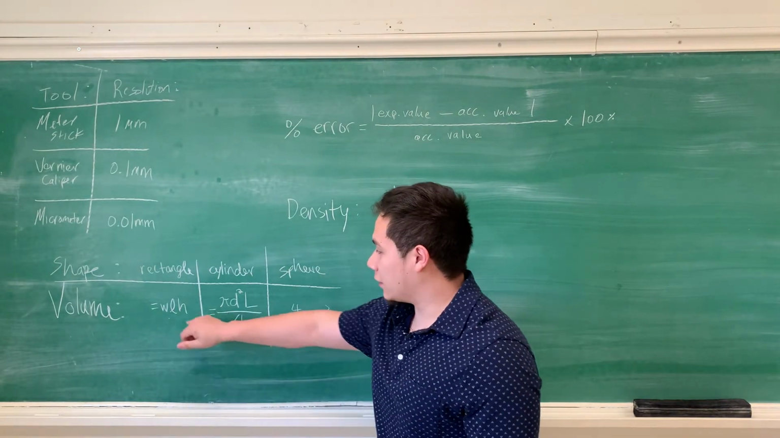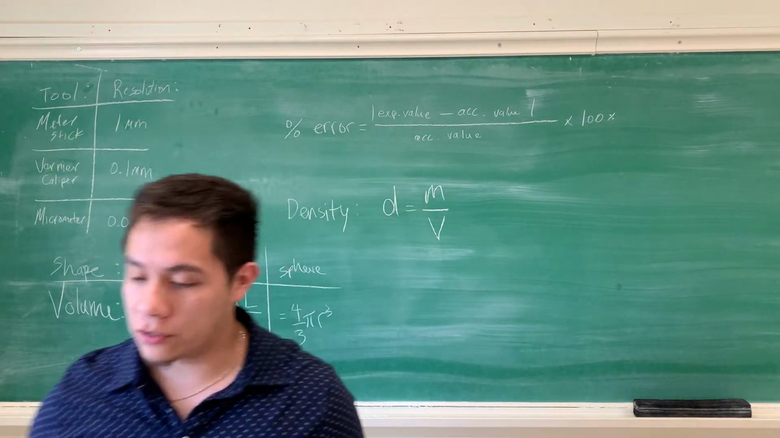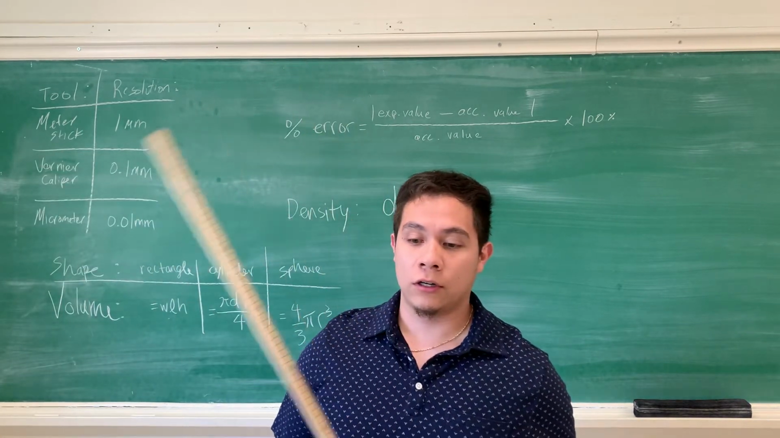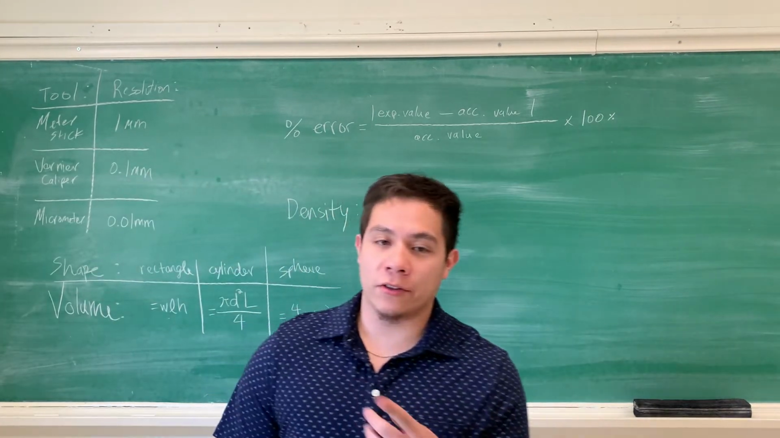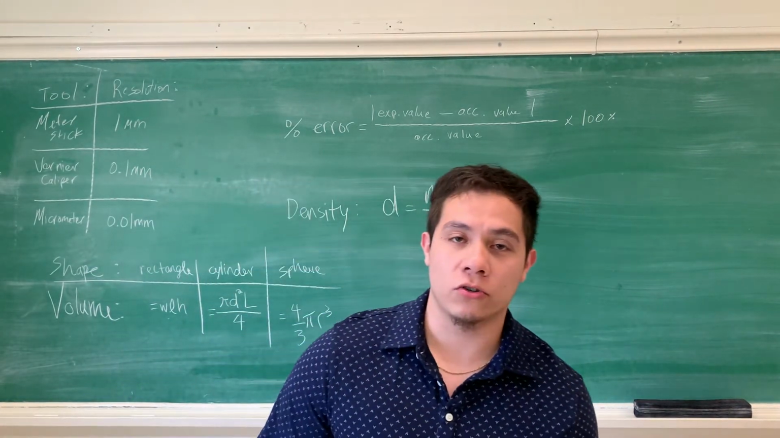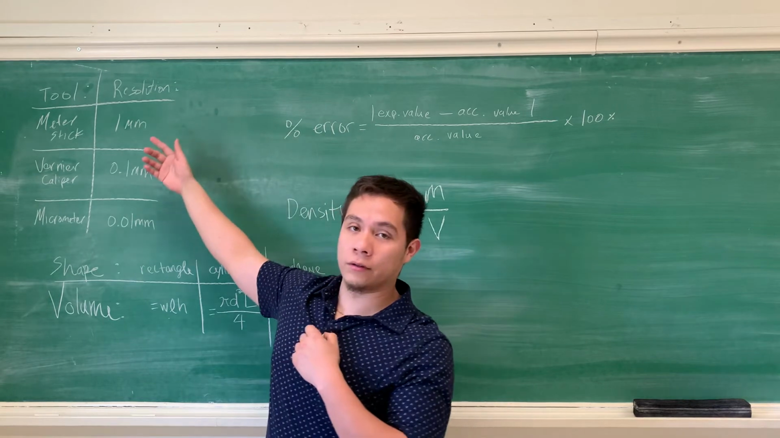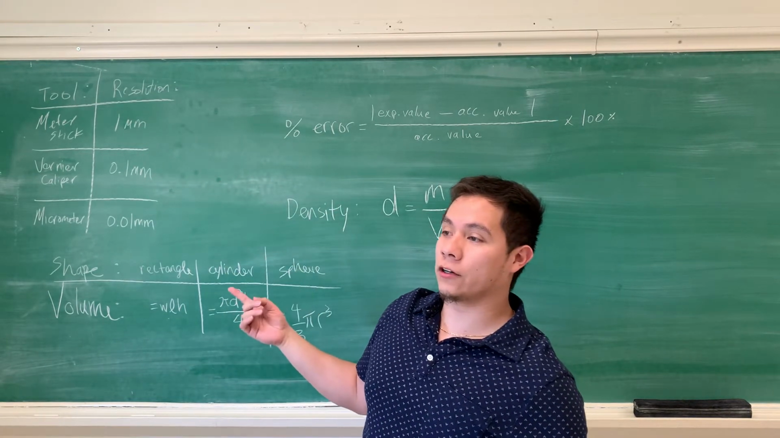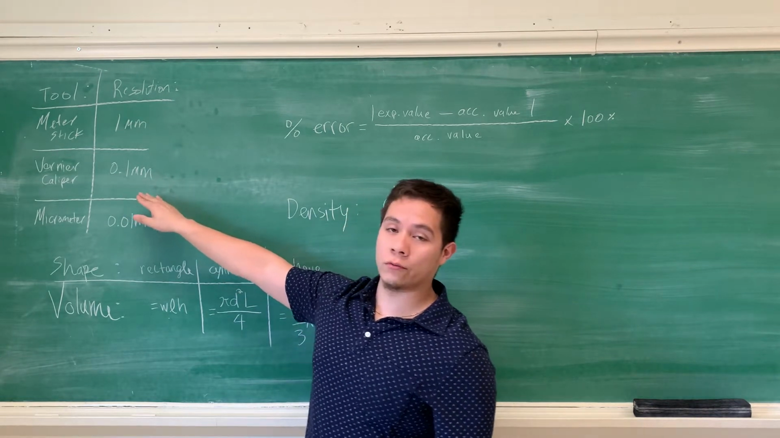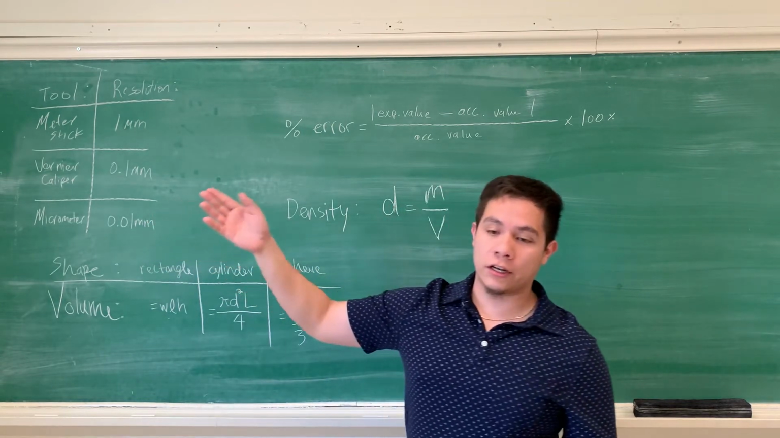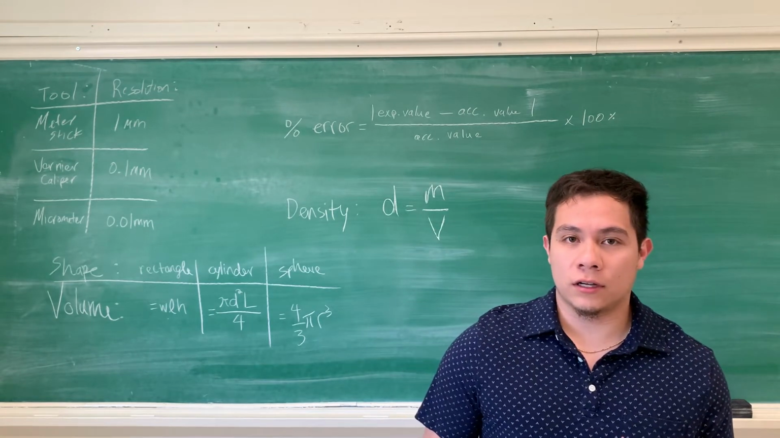We will be getting these dimensions using three different tools: the meter stick, which you have obviously seen before, the vernier caliper, and the micrometer. The purpose of using these three tools is to understand their resolution. The meter stick has a resolution of 1 millimeter, the vernier caliper has a resolution of 0.1 millimeters, and the micrometer is a hundredth of a millimeter. Obviously, you want to use these tools to measure different size objects.